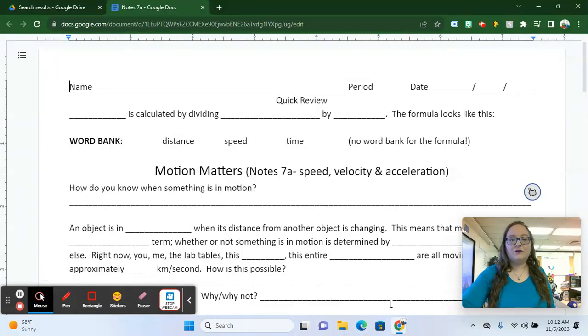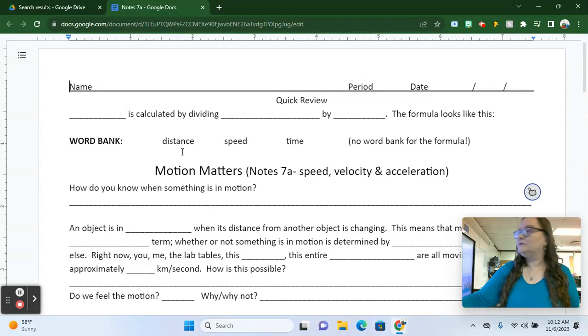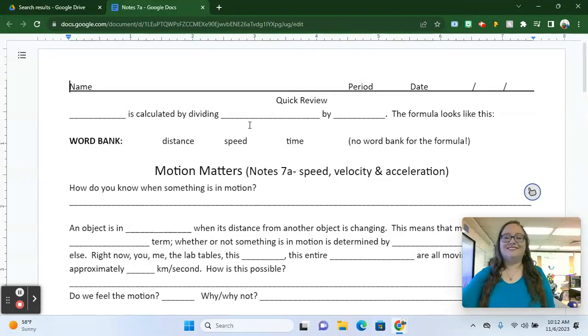All right. So I want to get rid of that so we can see. There we go. So first we have up here on this area, it's the quick review. It only has three words: distance, speed, and time. I want you to take a second to figure out what goes where. So pause the video, figure out what goes where. All right, welcome back. Here we go. This is what goes where.